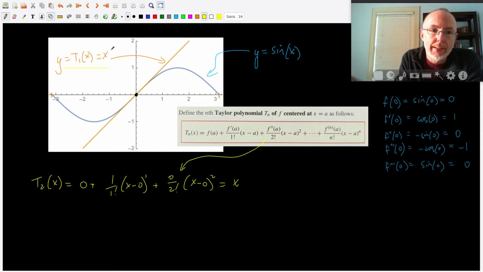It's still linear. It's still actually equal to what we have here. This is the same polynomial in this case. It's still x. But what about the third degree polynomial? Let's add that one in.